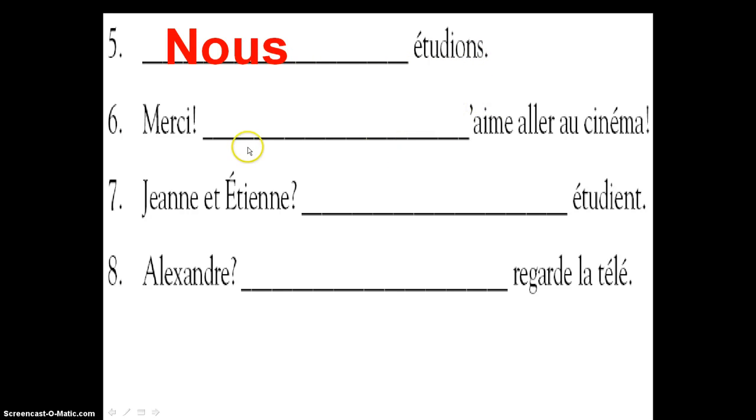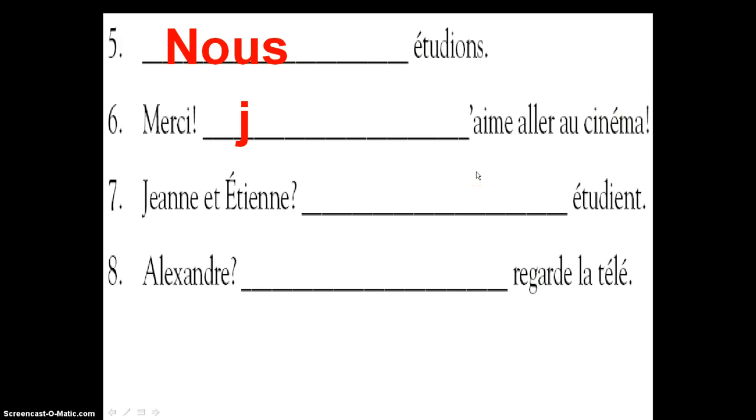Okay, next one. Merci aime aller au cinéma. It's just right here. You notice it's E, right? E could be je and it could be il or elle or on. But now you have an apostrophe here. What goes right before the apostrophe? Yeah, it's that one, J.